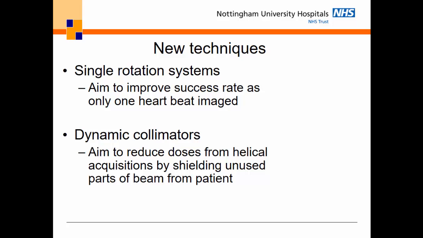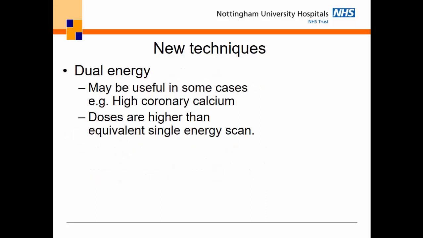All the scanners now have dynamic collimators, so as they're scanning through the patient, they chop off at either the top and the bottom the bits of radiation that you don't need, so you don't overscan the patient. That's fairly standard now.